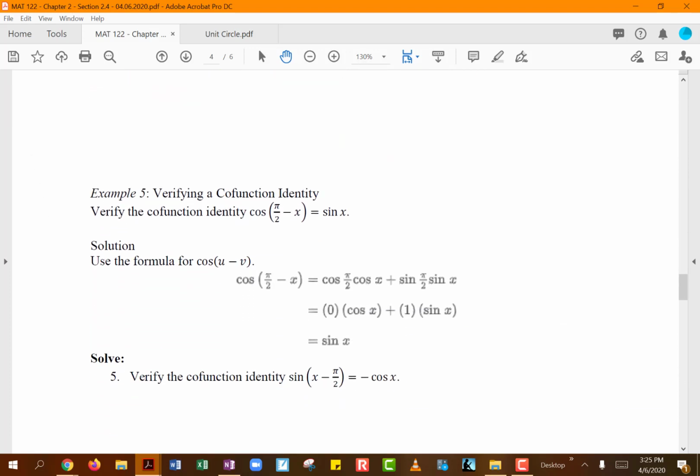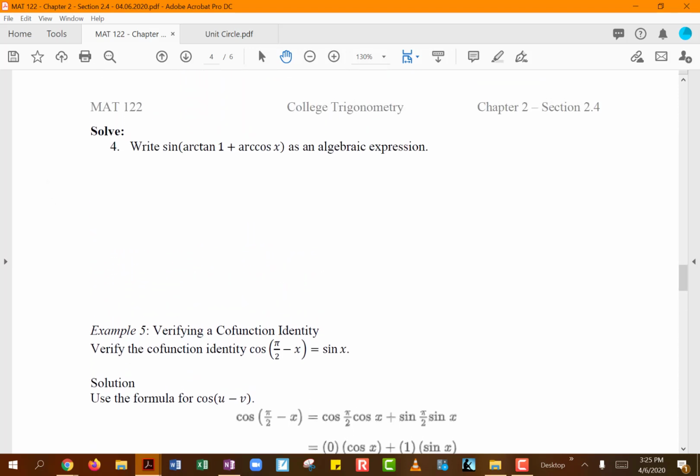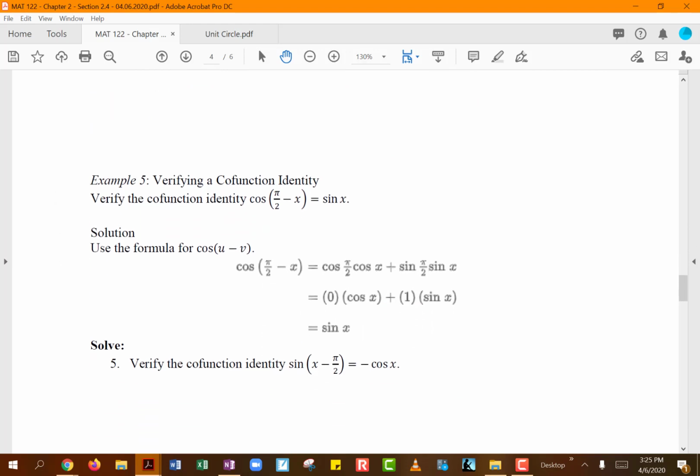So as you can see, these are all different applications using the sum and difference formulas from this section. I'm just trying to show you how you can either rewrite these expressions, write them in algebraic form, or just find your exact answers. So in that same way, let's see how we can use the sum and difference formulas to verify a cofunction identity. Looking at example 5, we are given cosine of pi halves minus x, and we just have to show that it will in fact simplify into sine of x.